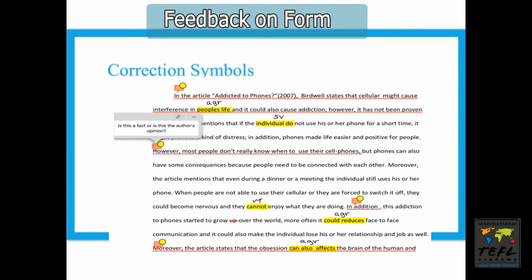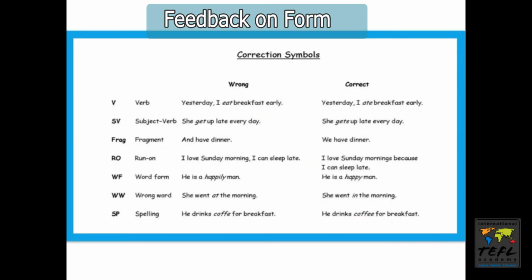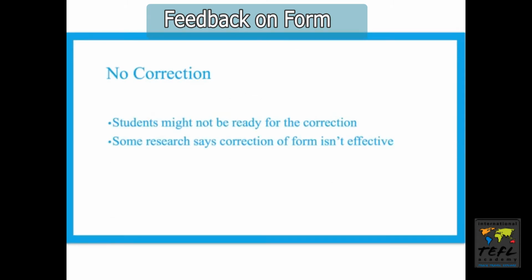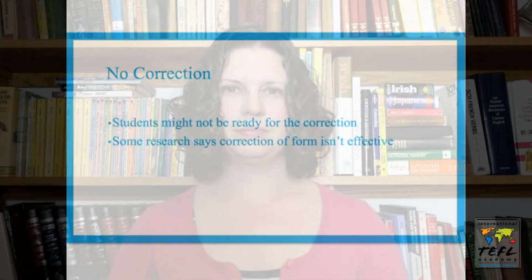Here's an example of correction symbols used within a text in order to show the types of errors that a student is making. If you choose to use correction symbols with your class, you need to make them available to your students and you need to show them exactly how you use them. And last, some instructors choose not to make correction on form. They think that students might not be ready for some of the correction, and also research is controversial in this area. Some researchers say that correction on form isn't effective.